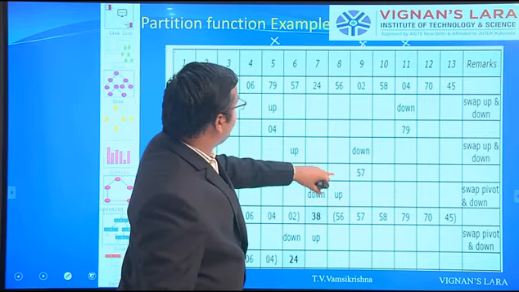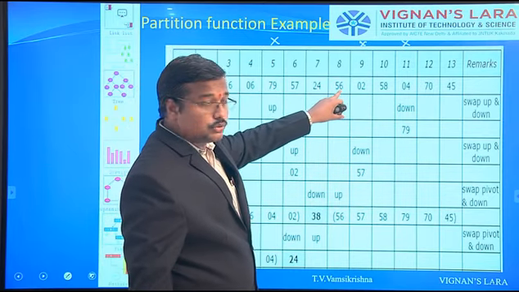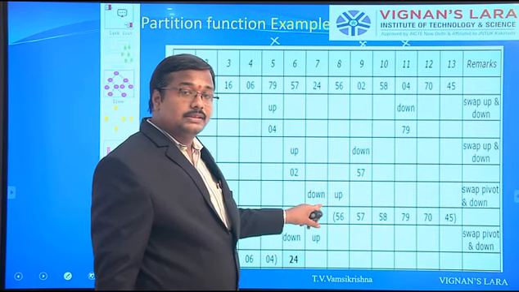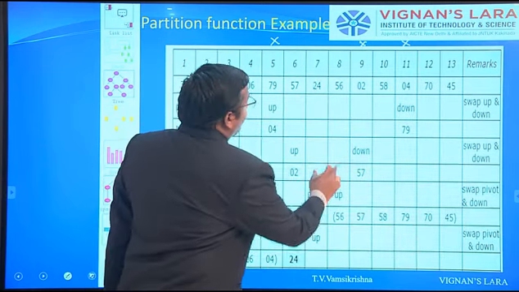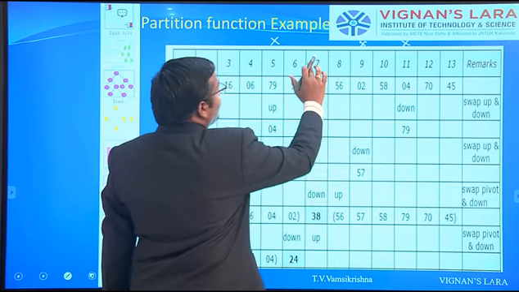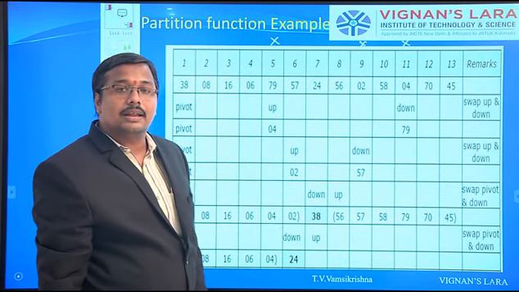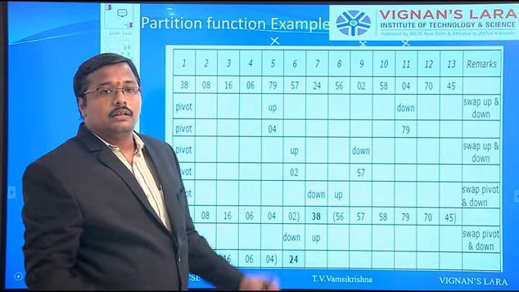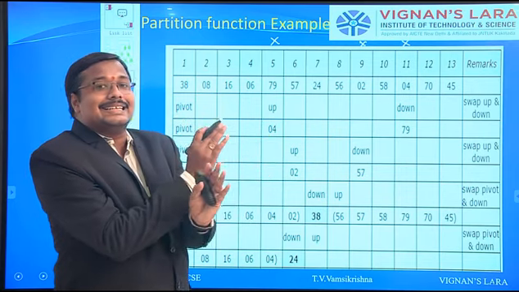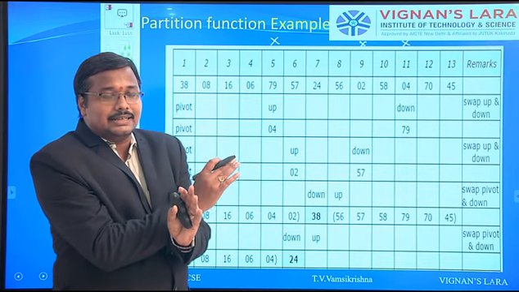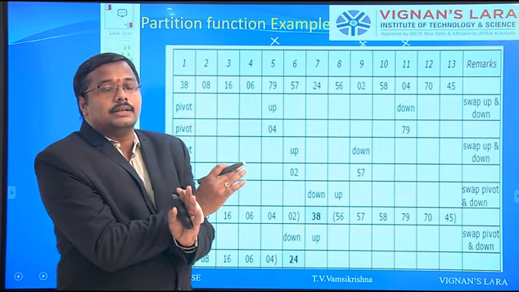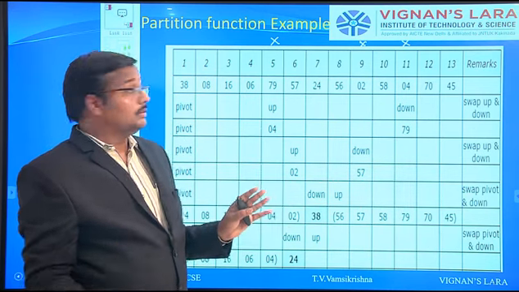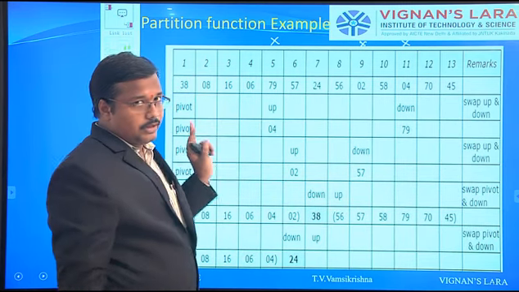Similarly, 38 is compared with 56, greater. It is true. 38 is compared with 24, not greater. Break this time. So at this time the up value is 8 and the down value is 7. 8 is not less than 7; 8 is greater than 7. When the up pointer and down pointer cross each other, it automatically breaks the particular pass, and we swap the pivot element and the down element.